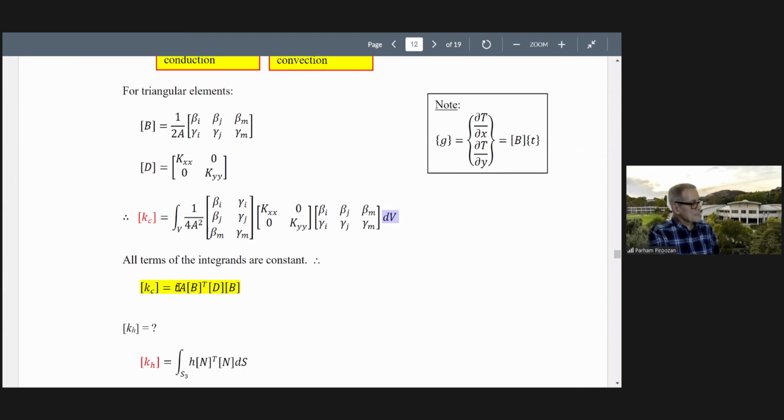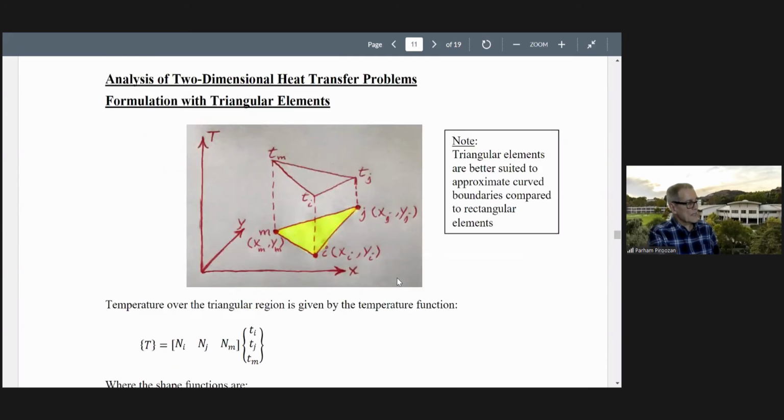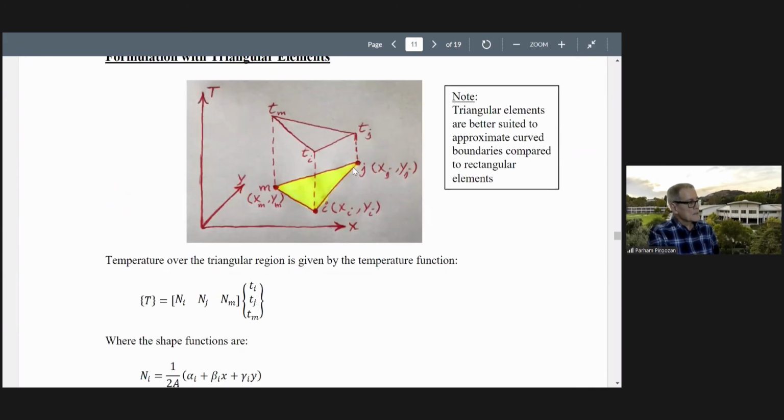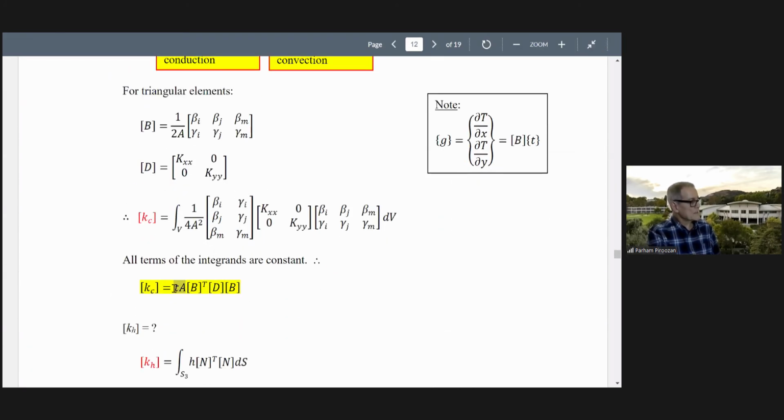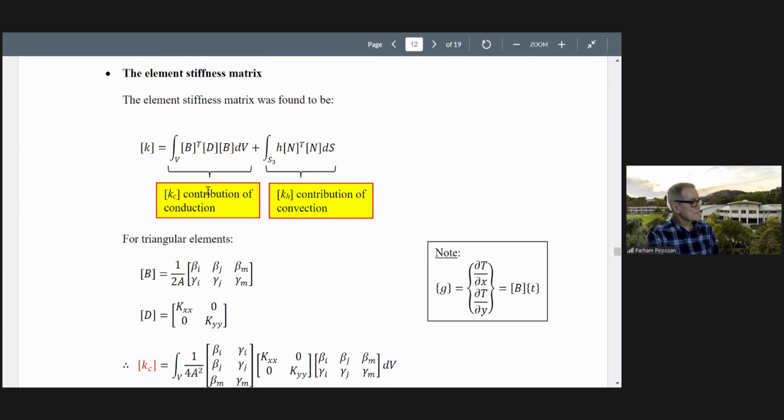K sub C, this is the thickness of the element. You see, this is dV. Integrating dV over the volume, it is simply the thickness of this triangular element times the area, which gives the total volume. This is this one, times B transpose dB. Everything comes out of this integral. This is our K sub C. This is this piece.